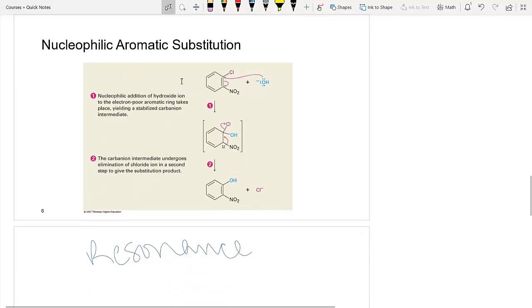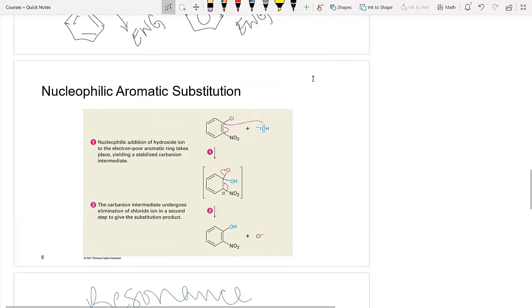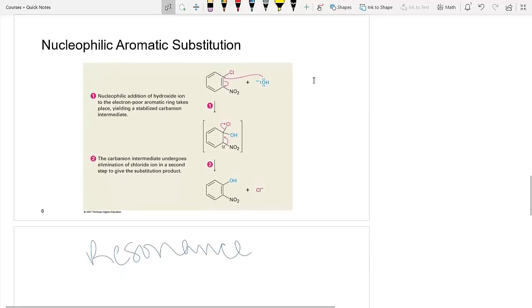Our last topic for this unit is nucleophilic aromatic substitution. There's going to be a couple of minor things after nucleophilic aromatic substitution. This is the last main big topic. We'll also talk about other addition reactions onto your ring. But first, let's talk about this nucleophilic aromatic substitution.